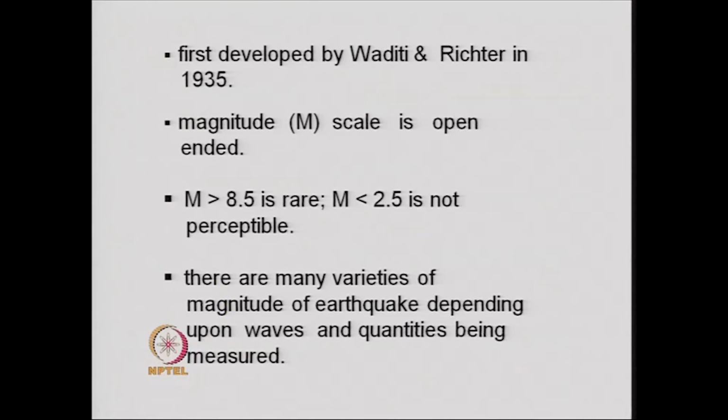It was first developed by Wadati and Richter in 1935. Magnitude M scale is open-ended. Magnitude greater than 8.5 is rare. Magnitude less than 2.5 is not perceptible. There are many varieties of magnitude of earthquake depending upon waves and quantities being measured.